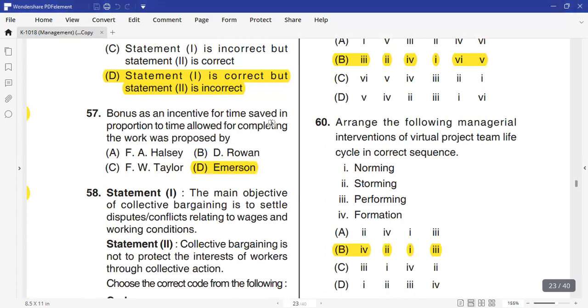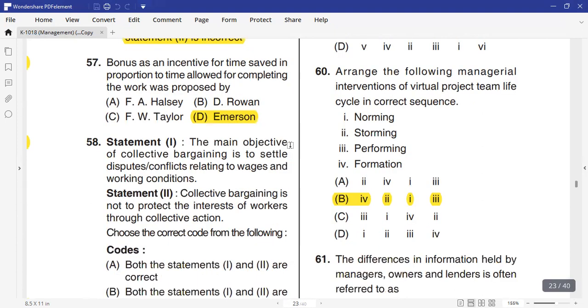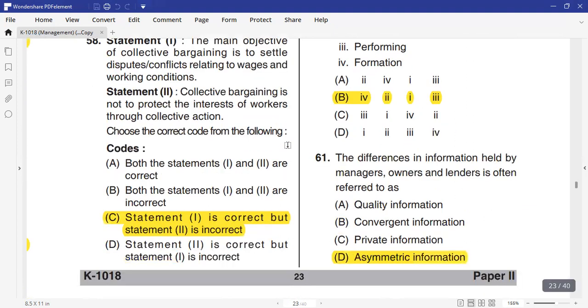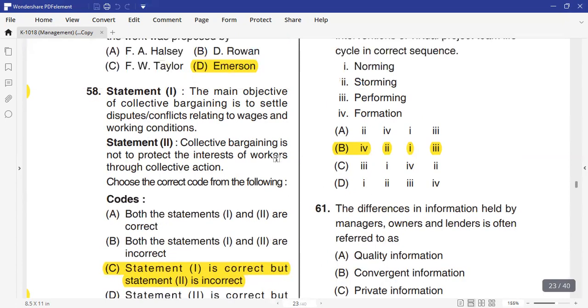The 57th: bonus as an incentive for time saved in proportion to time allowed for completing the work was proposed by Emerson. Then the 58th: statement 1, the main objective of collective bargaining is to settle disputes or conflicts relating to wages and working conditions. Statement 2 says collective bargaining is not to protect the interest of workers through collective action. Statement 1 is correct, but statement 2 is wrong. Therefore the correct option for the 58th question is C.